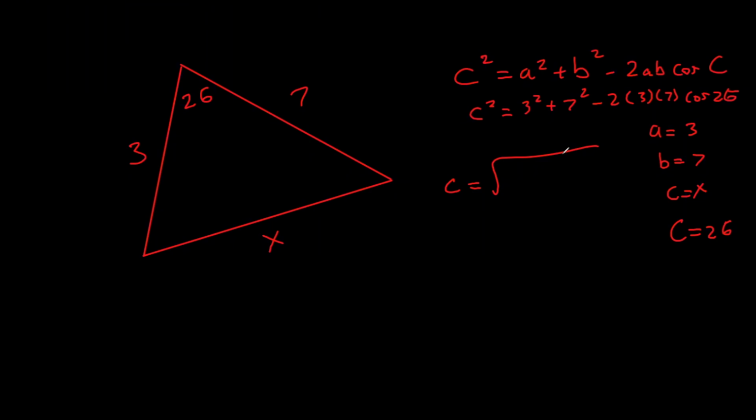So I'm going to do 3 squared plus 7 squared minus 2 times 3 times 7 times cosine of 26. And I'm going to press equal sign. And then that gives me approximately 20.25065. And then I take the square root of that answer. So I do square root answer equals, and I get C equals approximately 4.5 if you round to one decimal place. Now let's check to see if we got it right.